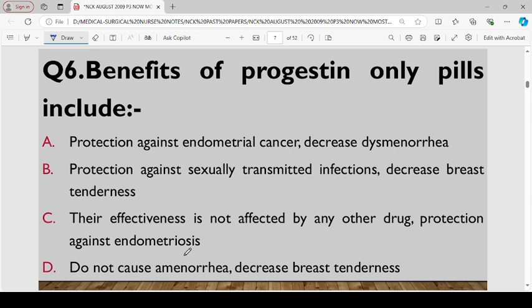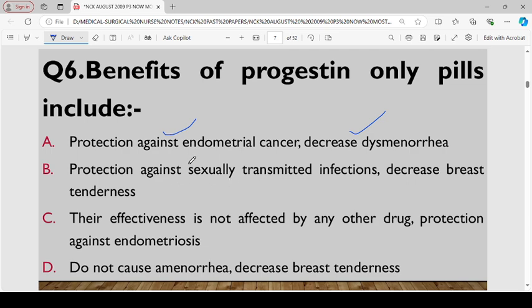Number 6, benefits of progestin-only pills, POP pills, like the Denostrol. Looking at this option, it helps protect against endometrial cancer. Yeah, that one is correct. Decreases dysmenorrhea. Yeah, that is true.